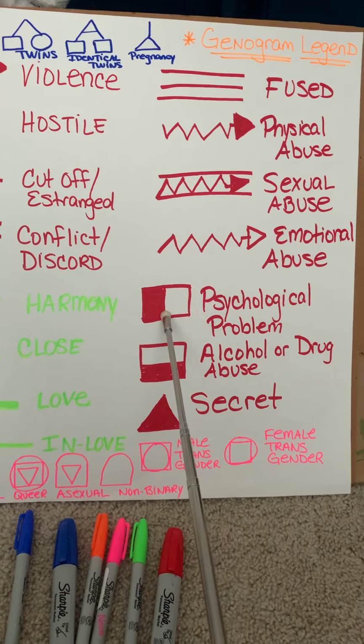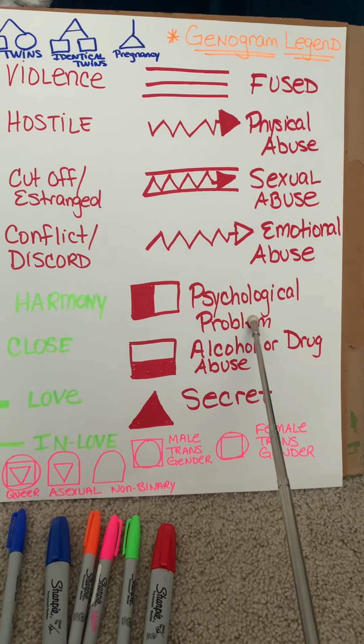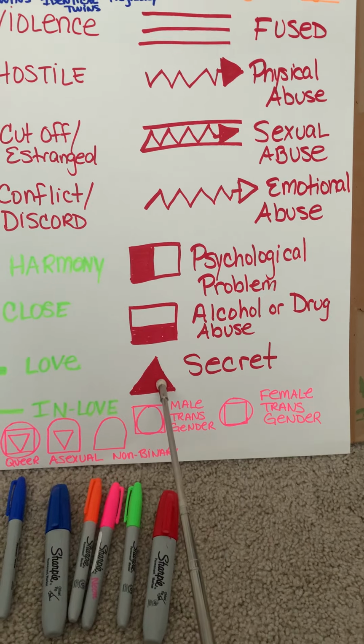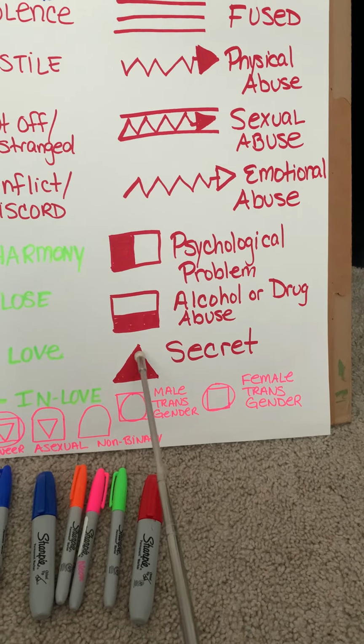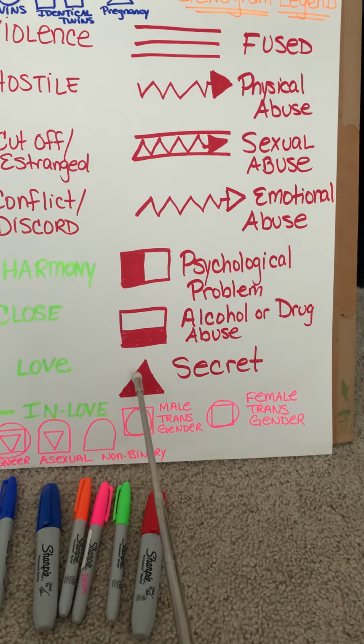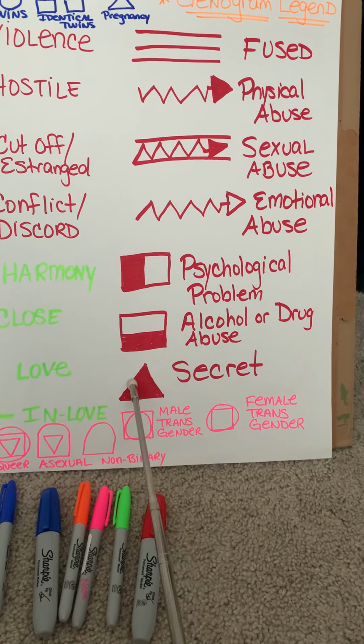This symbol is a symbol of psychological problems. This is a symbol of alcohol or drug abuse. This is the symbol of a secret. Remember, we saw that between my father, my fake father on the genogram, and the other woman. So that lets you know there.